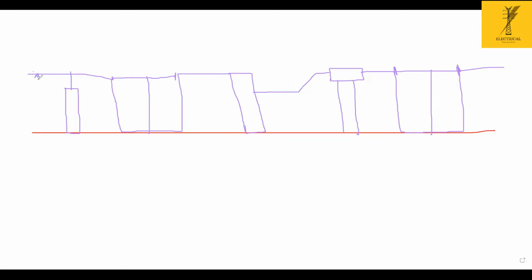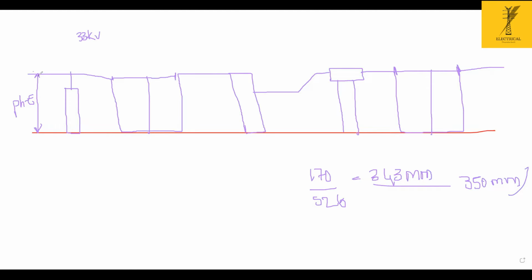This is the phase to earth clearance to be maintained. If I am talking about the 33 kV system, the phase to earth clearance: what is the 33 kV BIL? 170. 170 by 526 gives me nearly 343 mm, which we saw in yesterday's book, right? That is nearly 350 mm. Let's assume the minimum clearance to be maintained is 400 mm, and this is a single phase.